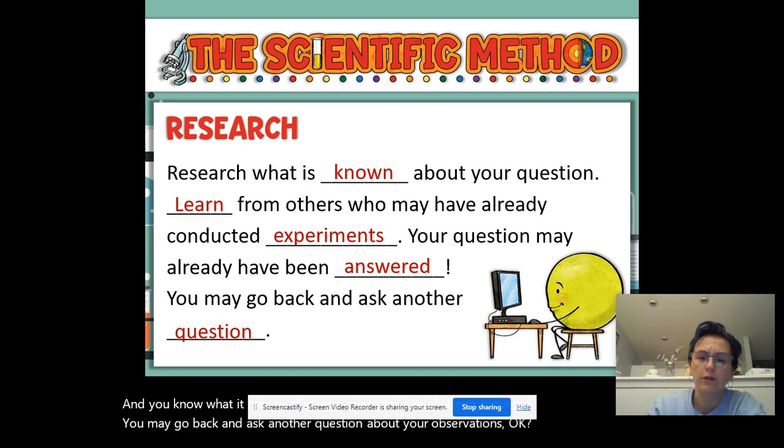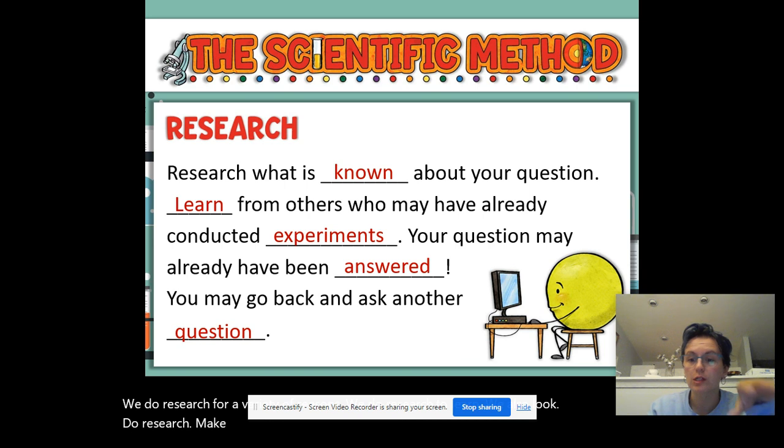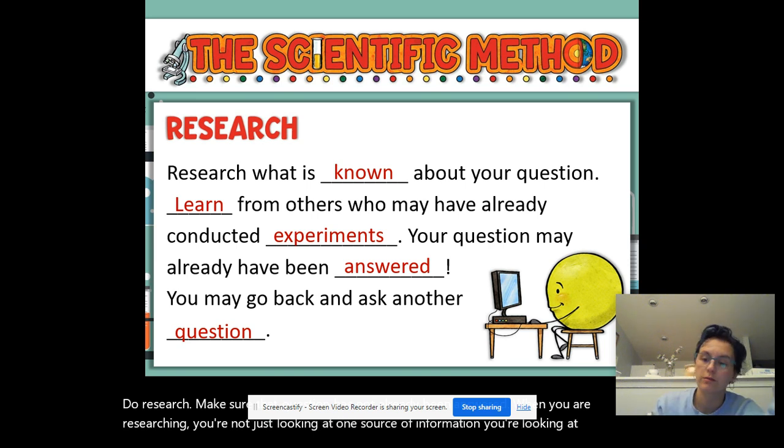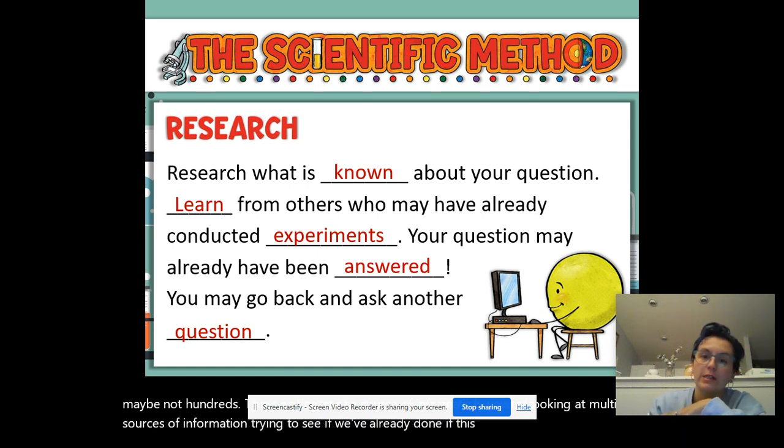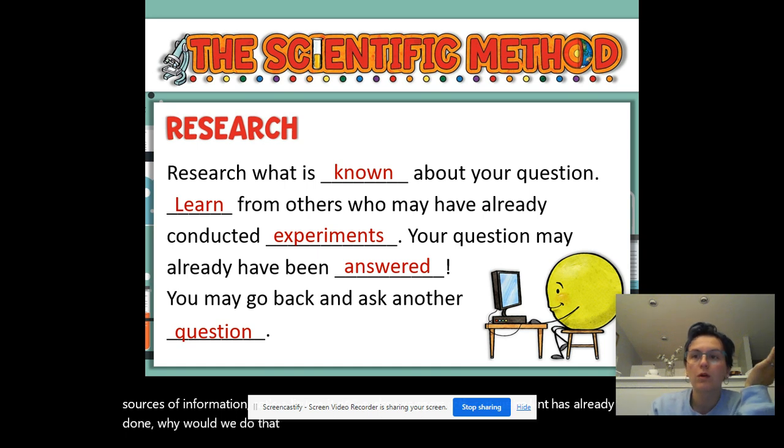We do research for a variety of reasons. We do research to learn. We also do research to make sure that that question has not already been answered. When you are researching, you're not just looking at one source of information, you're looking at hundreds, maybe not hundreds. That's a little bit of a gross exaggeration, but we're looking at multiple sources of information, trying to see if this experiment's already been done. Why would we do that? Well, we don't want to reinvent the wheel. We don't want to put all of our effort into something that has already been answered numerous times.